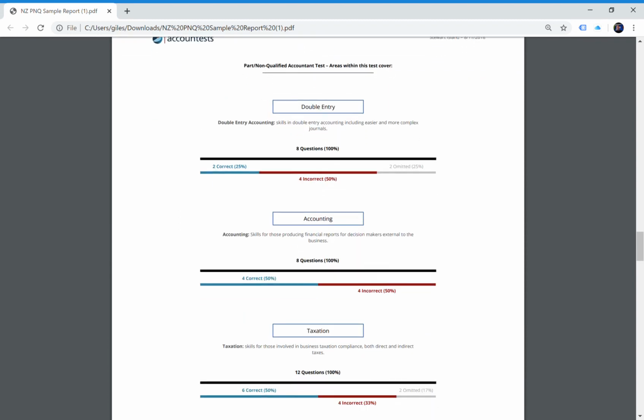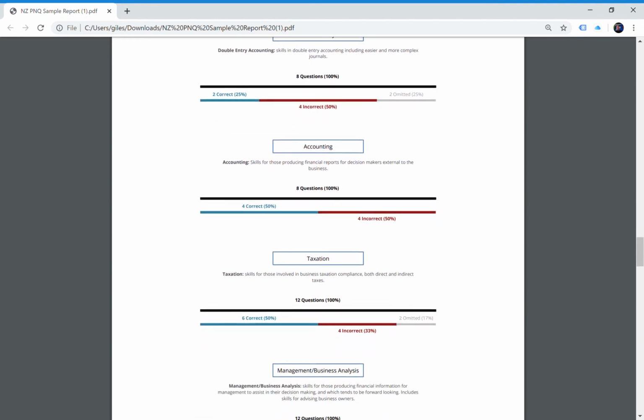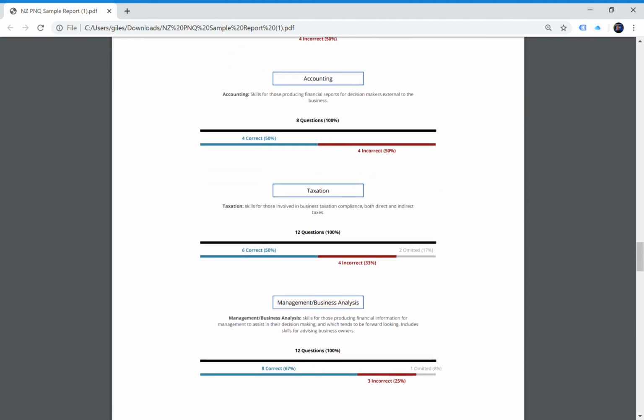The next page then allows you to slice and dice in a different way against the different areas of the test. Whether it's the double entry accounting, so more basic accounting skills, the accounting section, which talks more about some accounting practices and tax, and then the management and business analysis, which is the advisory part for the public practice area. It might be that there's a particular area that you want to see how your candidates performed on, or there might be an area that the job you're looking at doesn't have much of that work in it, and therefore you're not that interested in that area and you want to focus on the others.